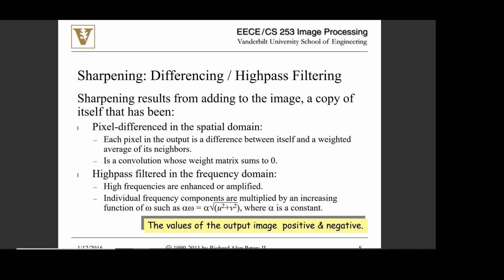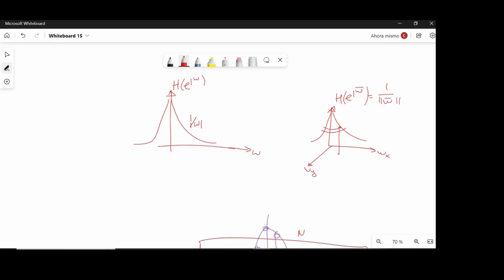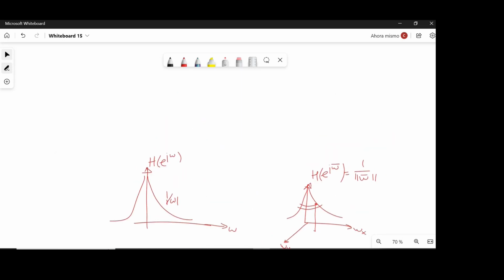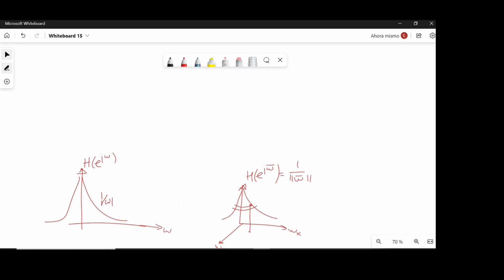And you can do the opposite. So what if I design my filter such that my filter is this one. So now my filter will look like something like this. It's a kind of cone.